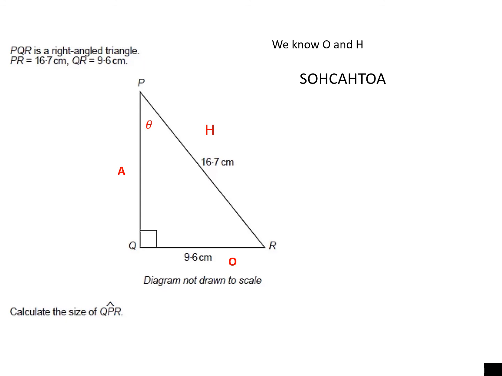So if we write our Sohcahtoa out again, we know O and H. So there's our O and H. So we are going to be using sine, SOH. Write it out like that with the O at the top. What is it we're trying to find? Well, we're trying to find the sine bit, aren't we? We know the O and the H. So we know that sine of the angle is equal to the O over the H, which is 9.6 divided by 16.7.